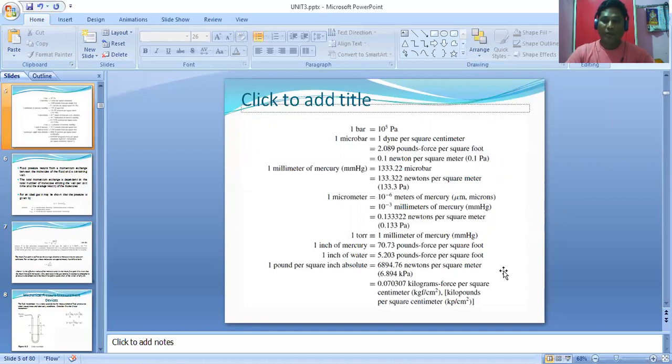1 inch of water is equal to 5.203 pound force per square feet. 1 pound per square inch absolute is equal to 6894.76 Newton per square meter. Okay.